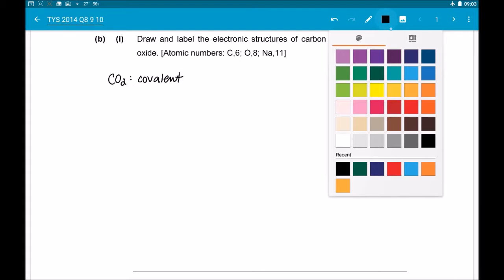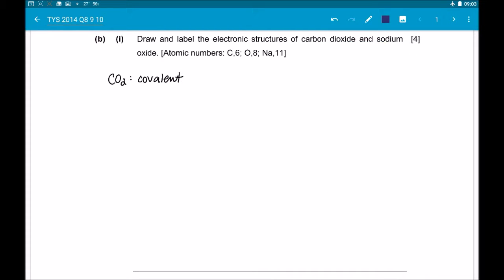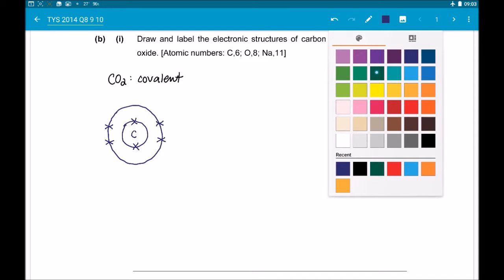Carbon is a group 4 element with 6 electrons. So a group 4 element has 4 electrons in its valence shell. As you can see, there are only 4 electrons in the valence shell for carbon. Hence, carbon requires 4 more electrons to complete its valence shell.